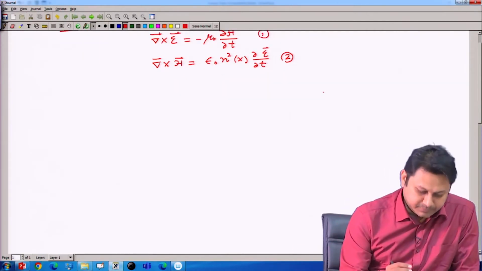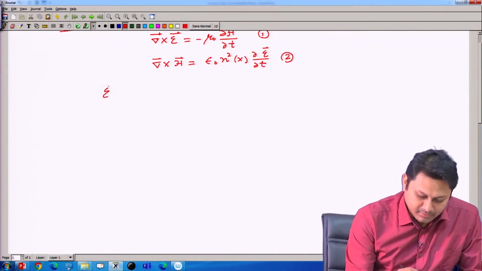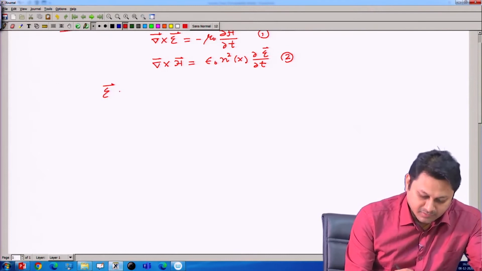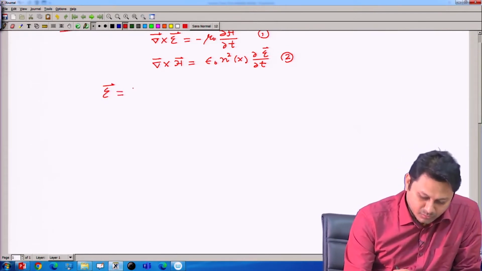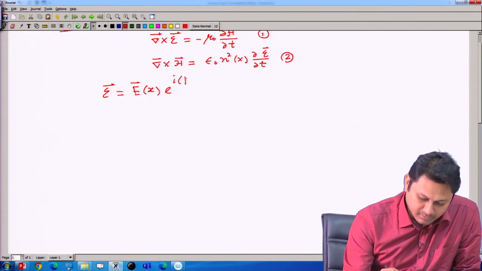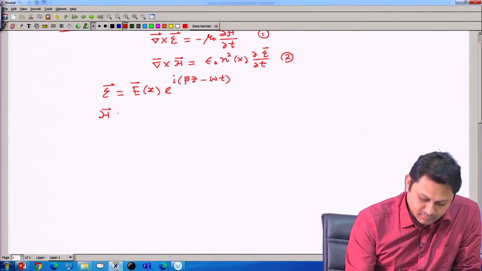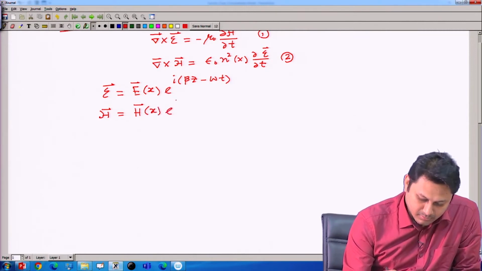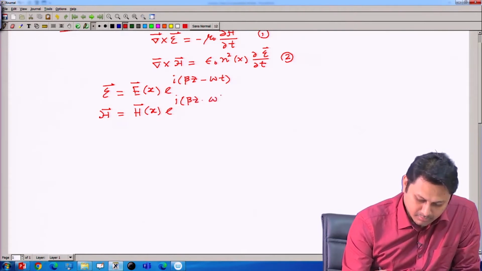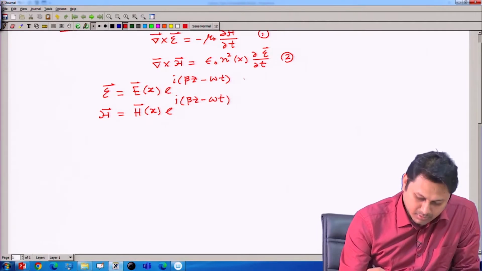We also mentioned that the curly E, this E vector, is associated with E as a function of x, e to the power of i (beta z minus omega t), and for H we had this form.